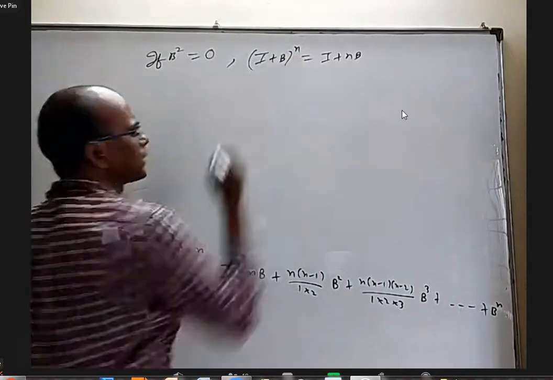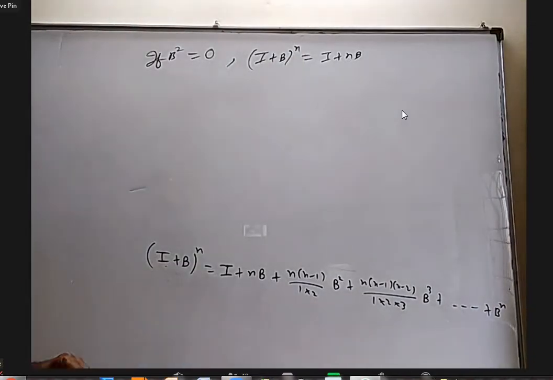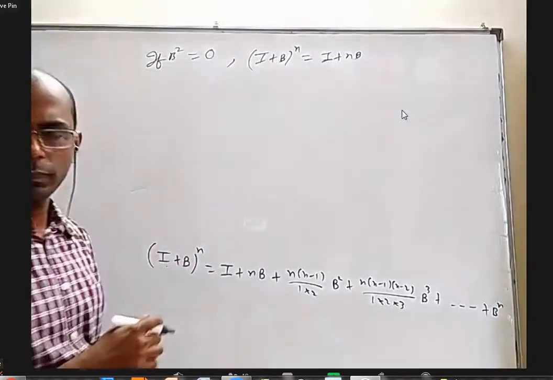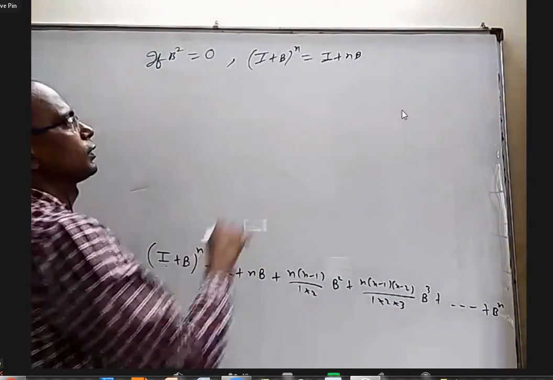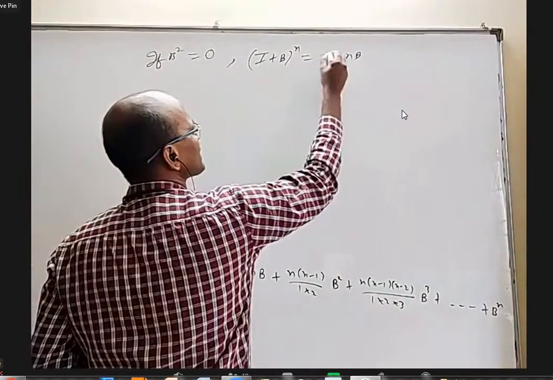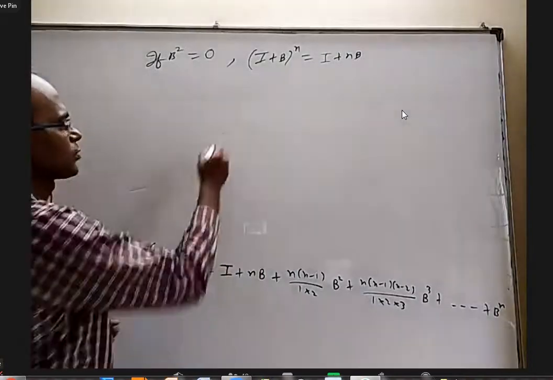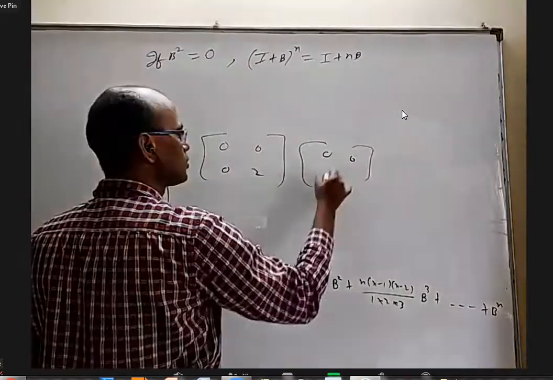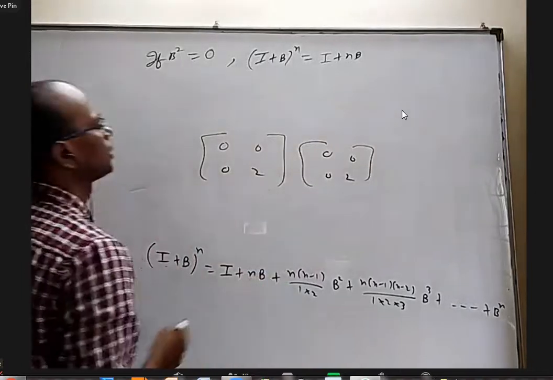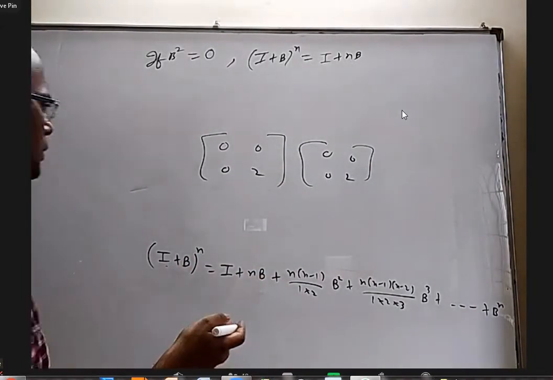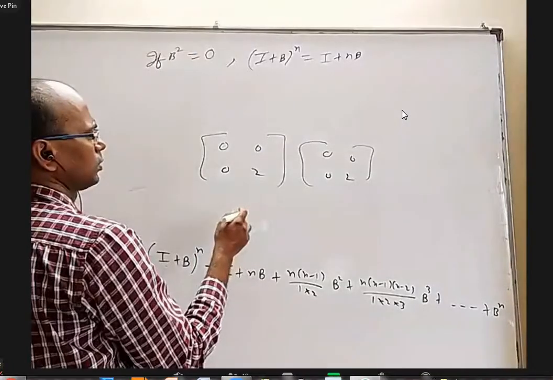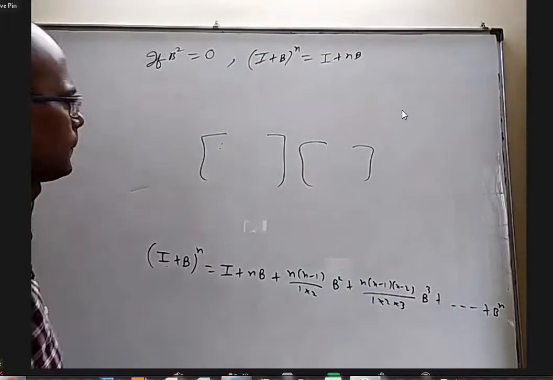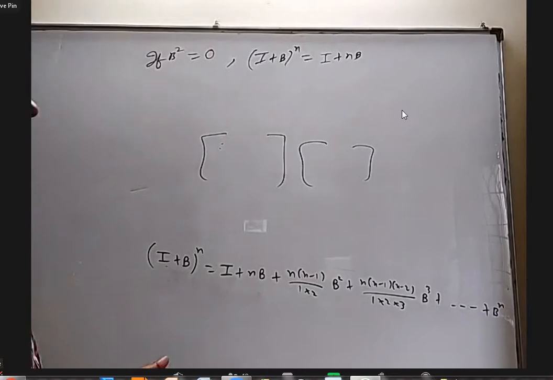Sir, one doubt. Yes, please. Sir, n into B is also a null matrix only, no? No, B square only, not B. If B square is a null matrix, B need not be a null matrix. I can easily create an example where something is not a null matrix but its square is. Let us take 0, 0, 0, 2. Very simple example. Multiply 0, 0, 0, no, some other number. One minute. We can easily create an example, not a big deal.